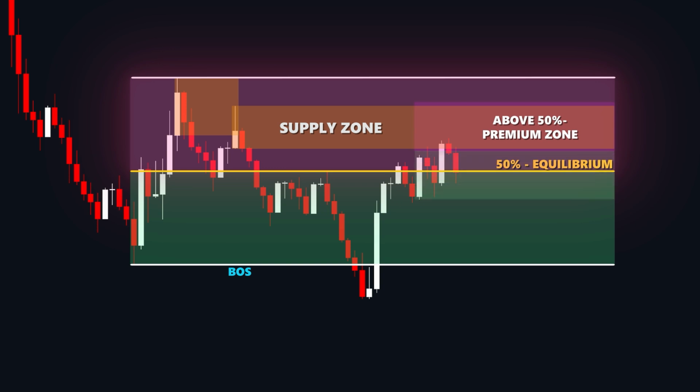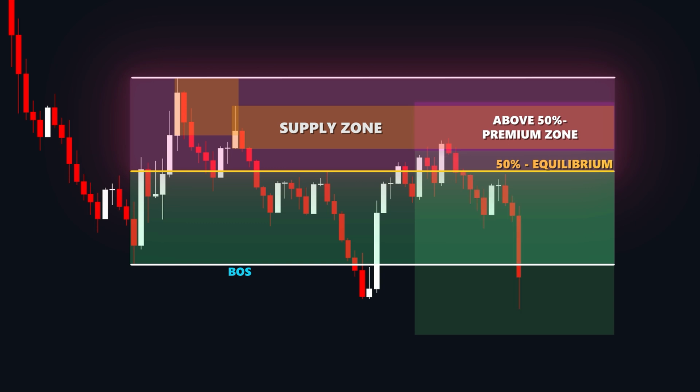a better price. So, to keep it simple, in an uptrend, you want to buy in the discount zone. In a downtrend, you want to sell in the premium zone. Once you start trading this way, combining market structure with premium and discount levels, your setups will make way more sense, and you'll feel a lot more confident taking your trades.